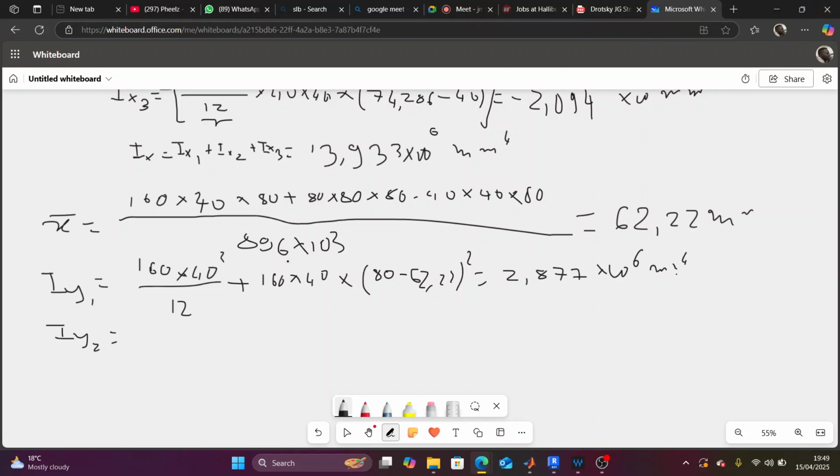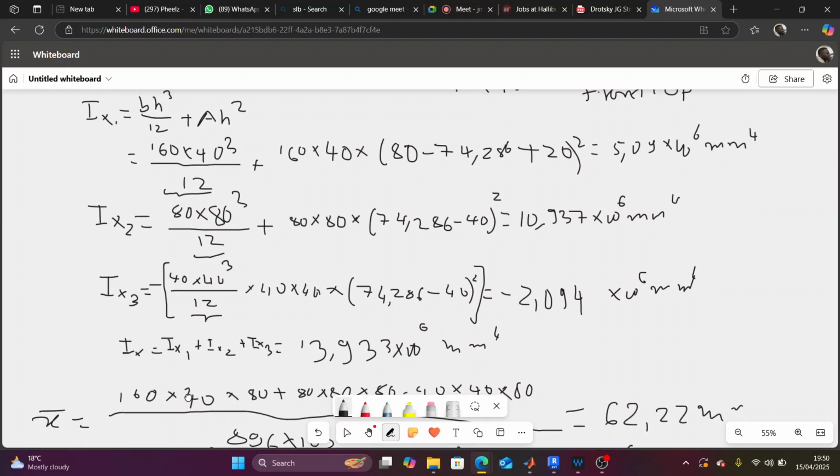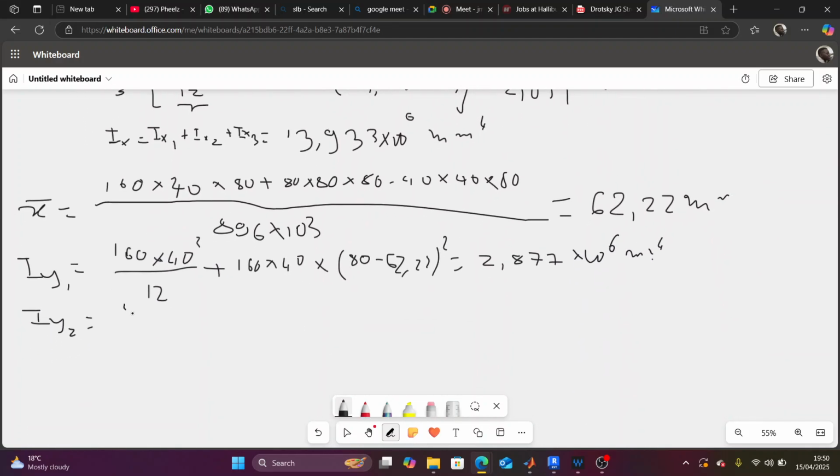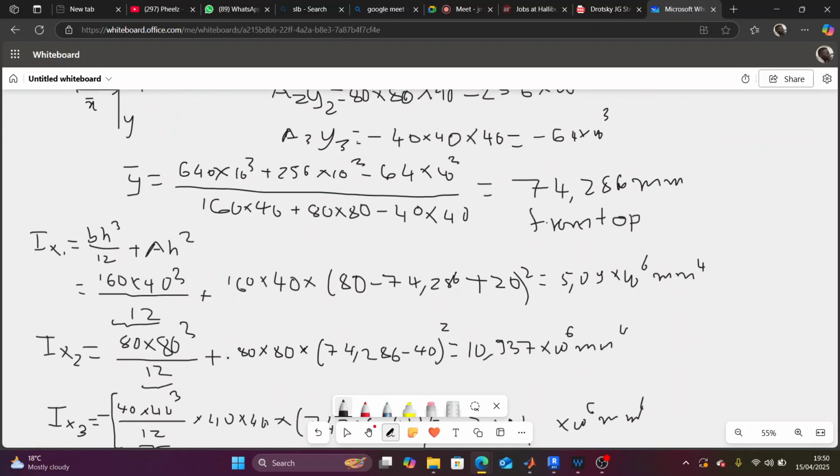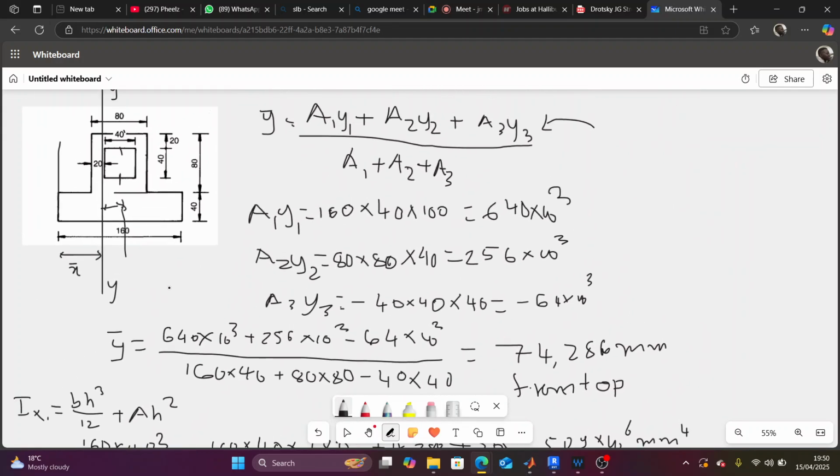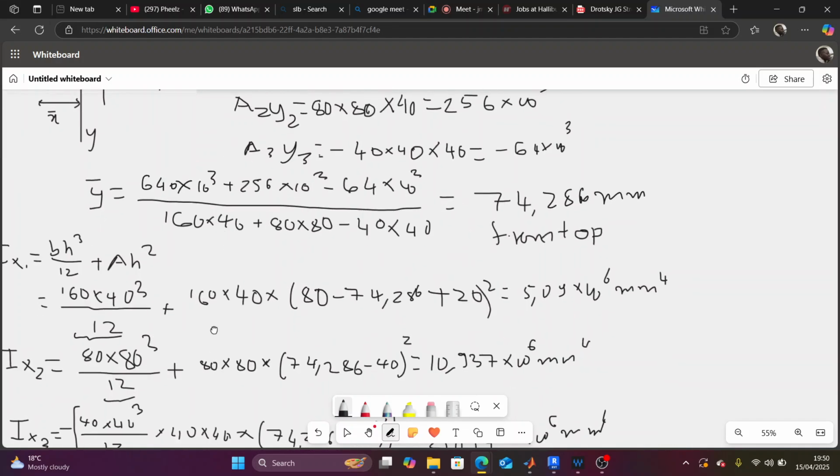Okay, what is IY2? It is HE times HE cubed divided by 12. What is the area? The area is HE times HE. Now, what is the distance of x bar? I think they will all be the same. It's going to be HE again minus this, because the reference is this one. So we keep this distance here.